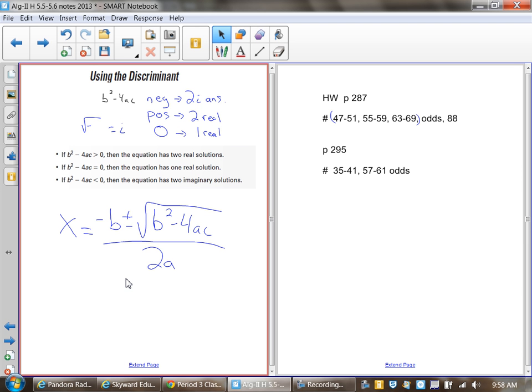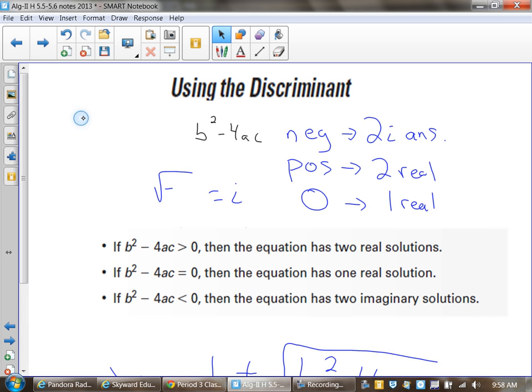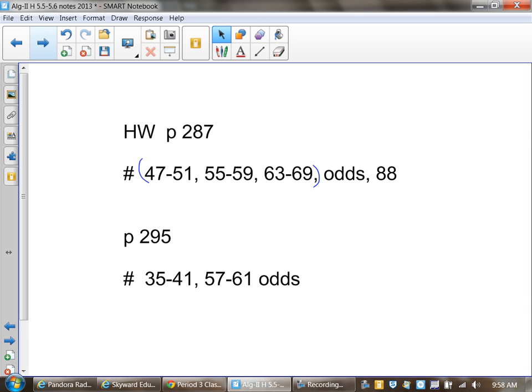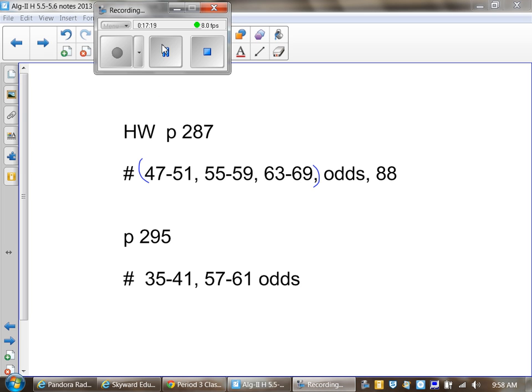Are you good? Can I blow it back up? Yeah, we'll blow that back up. Page 295 is included. Those are just using the quadratic formula and finding the discriminant. How many real solutions do you have? That kind of junk. Mr. Murphy, in fear of being late, I did not grab my book.